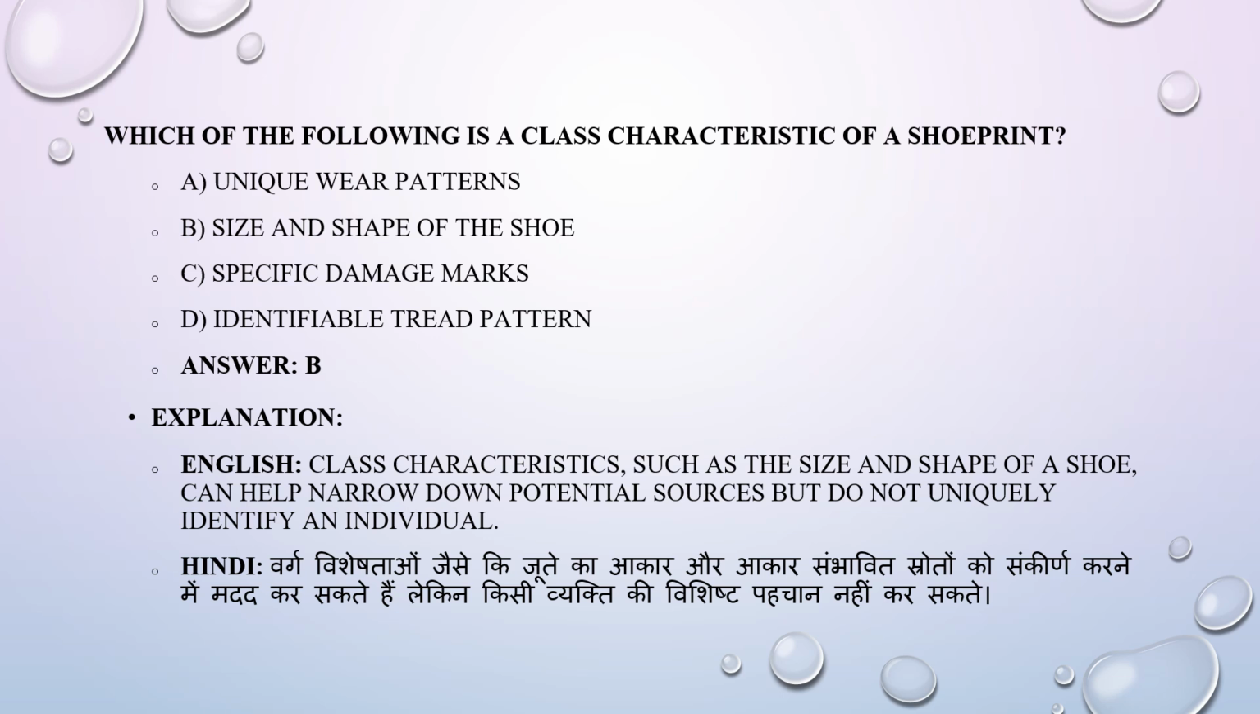Next question, which of the following is a class characteristic of a shoe print? Option B, size and shape of the shoe. Class characteristics such as size and shape of a shoe can help narrow down a potential source but cannot uniquely identify an individual.